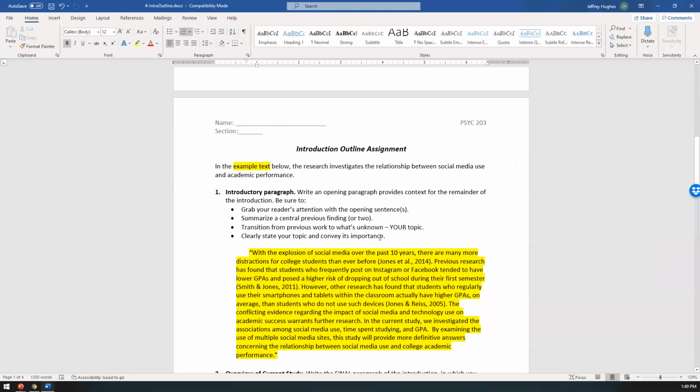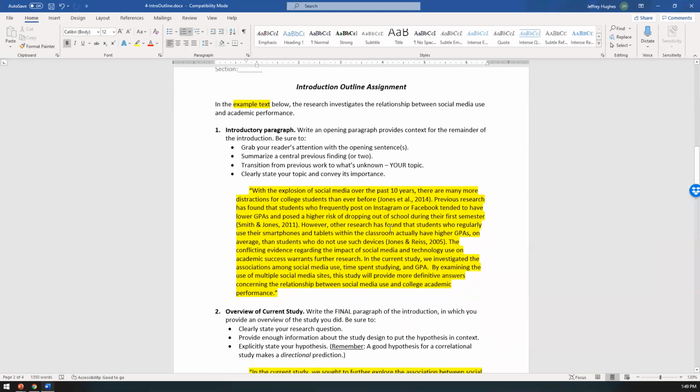All right. So what I want you to, in yellow are examples, so what you need to do. So let's start off with, first off, the introductory paragraph. Write an opening paragraph that provides context for the introduction. So you need to write an opening paragraph like we talked about a couple slides ago. However, this is one of the reasons why I said, make sure you really read the instructions. I basically lay it out sentence by sentence what you need to write. So your first sentence should grab your reader's attention with an opening sentence or sentences.